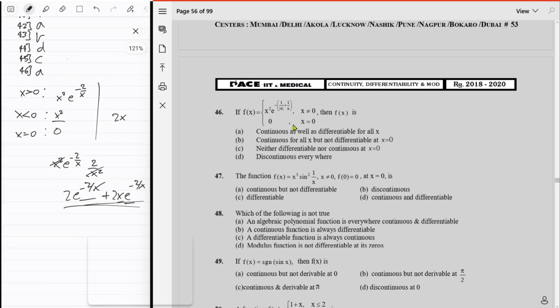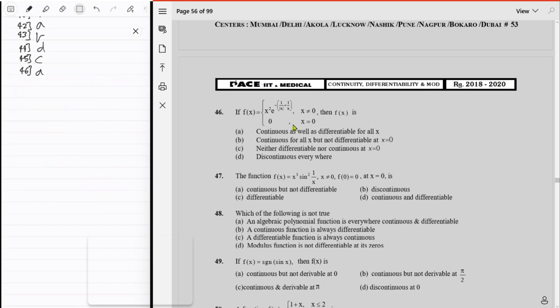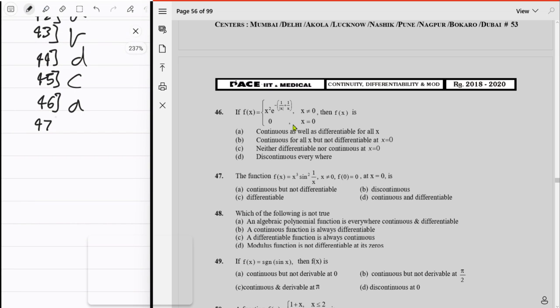Next question, 47th. The function f of x is equal to x cubed sine square of 1 upon x, x is not equal to 0, f of 0 equal to 0 at x equal to 0. So when x is not equal to 0, it's this thing, and f of 0 is 0. And at x equal to 0, it's of course continuous.